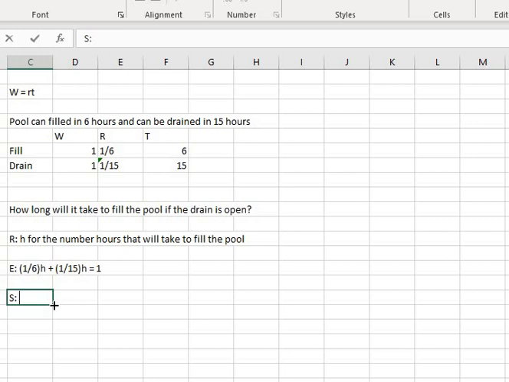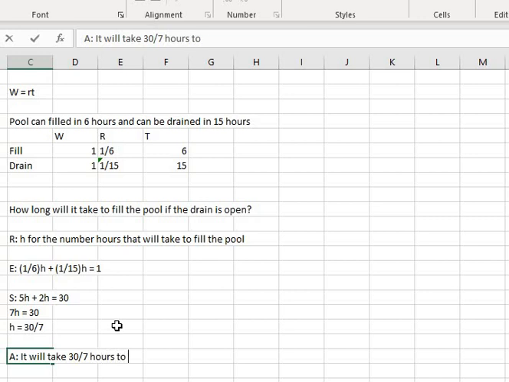So solving for this, the LCD of 6 and 15 is 30. And so we can multiply both sides by 30. If we multiply this by 30, we're going to have 5H here minus 2H on the other side, and we're going to have equals 30. And solving for H, we have 3H is equal to 30. And so H is equal to 30 over 3. Okay, so our answer is that it will take 30 over 3 hours to fill the pool.